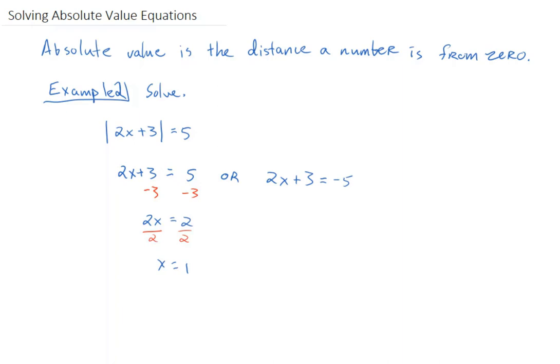And then I'll just solve down this other equation. I start by subtracting 3 from both sides. And that gives that 2x equals a negative 8. And then I can divide both sides by 2. And that gives that x equals a negative 4.